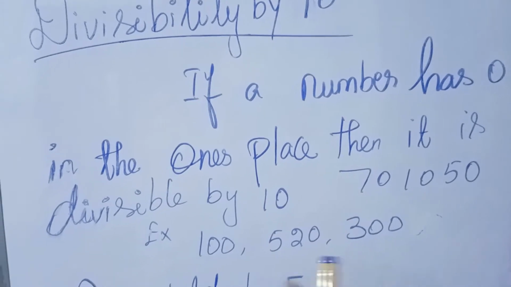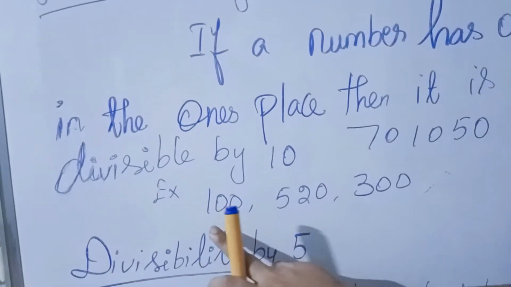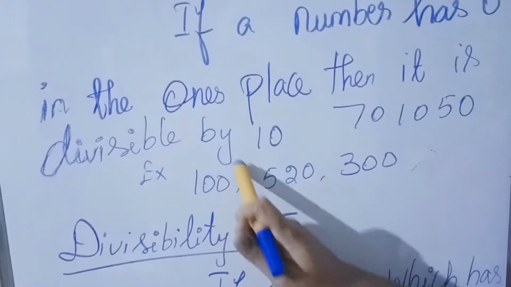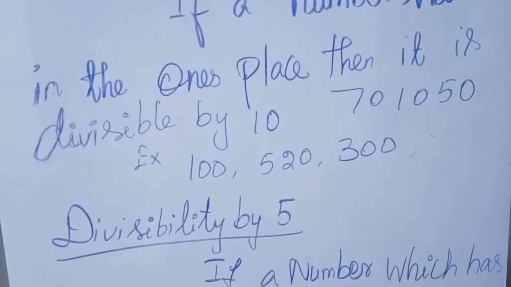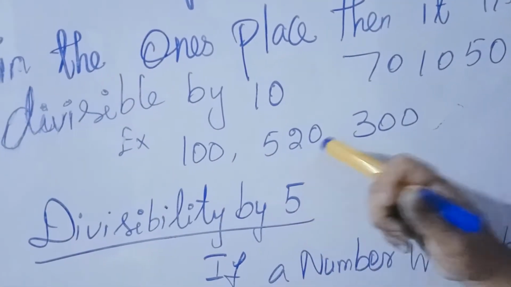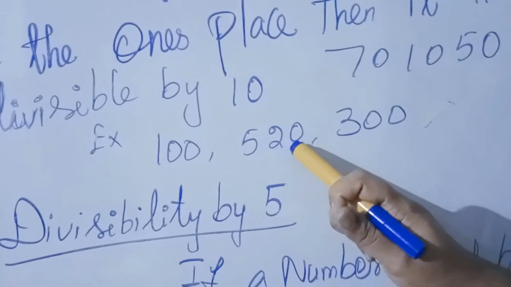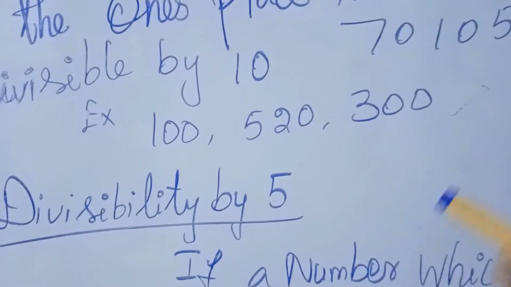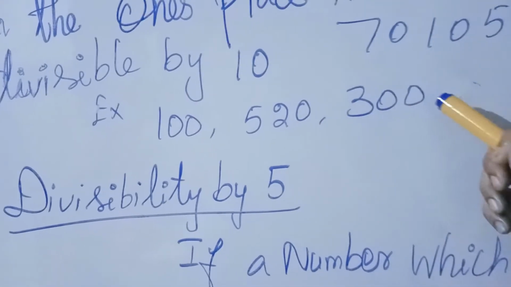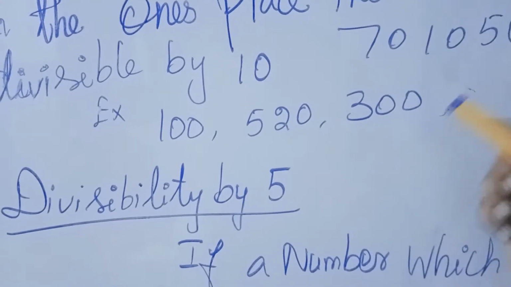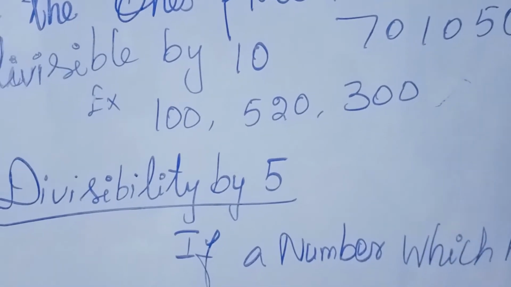For example, we can see this is 100. The ones place is 0, so it is divisible by 10. Next, 520. The ones place is 0. Yes, it is divisible by 10. Now 300. The ones place is 0, so it is divisible by 10.